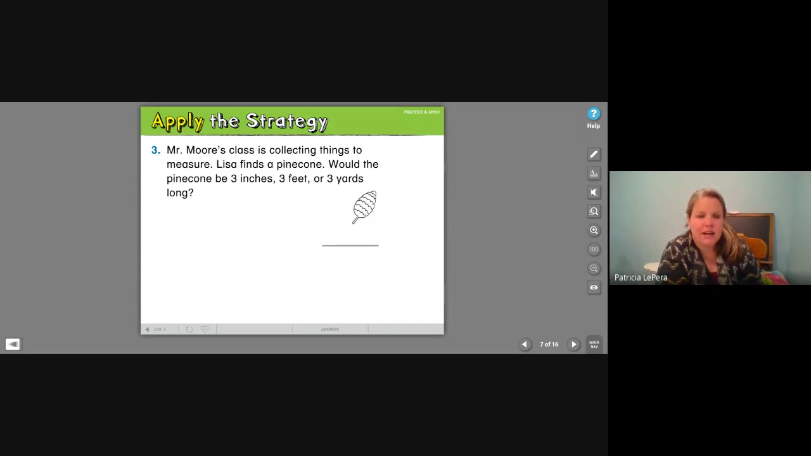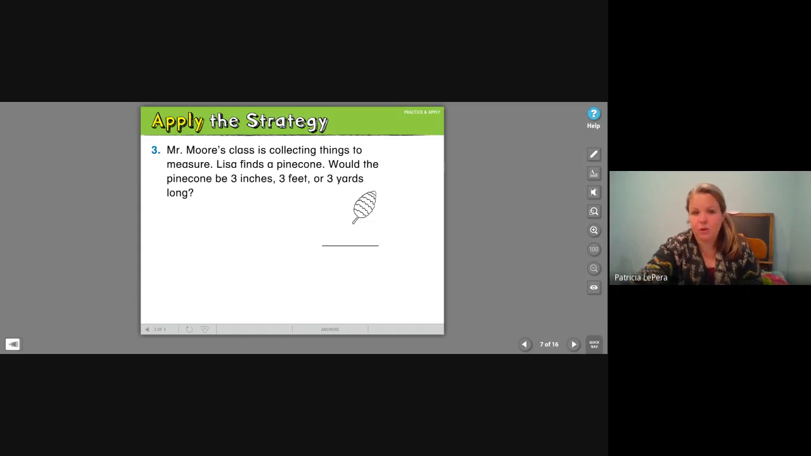Mr. Moore's class is collecting things to measure. Lisa finds a pine cone. Would the pine cone be 3 inches, 3 feet, or 3 yards? Okay, so one thing you need to know is, what is a pine cone? A pine cone is the little things you find on the ground. Sometimes we decorate them at Christmas time to make an animal feeder outside, like a squirrel feeder or a bird feeder. Pine cone, not very big, okay?